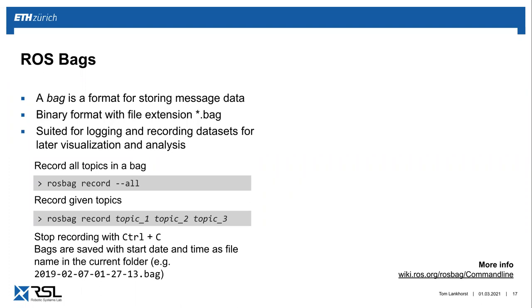ROS provides the necessary command line tools to work with ROS bags. One of the most important commands is the rosbag record command. In the first example, we indicate that we want to record all the topics in the network, which is typically a nice way to get started with recording ROS bags. Alternatively, we can indicate which topics we exactly want to record, and the parameters are just the topic names that we want to record. If we are done recording, we use the Control C keys to stop recording, and then the bag is saved with the start date and the time in the current folder.